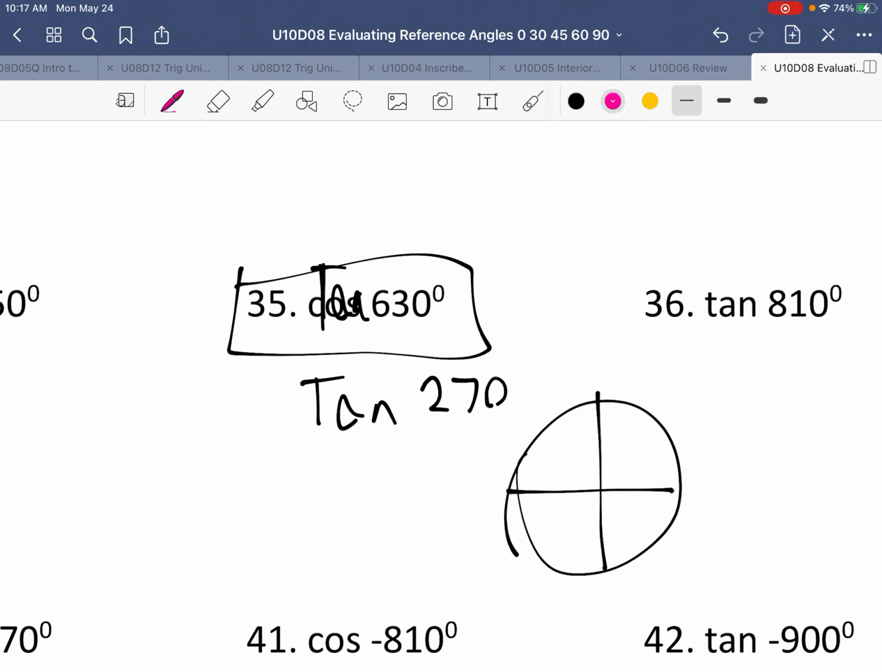So that's the first thing. We'll draw a sketch of the graph. Now, it doesn't belong in any quadrant, because 270 is a quadrantal angle. So it's either here, which is 0, here, which is 90, here, which is 180, or here, which is 270. So this is the correct point. On the unit circle, the coordinate of this point is (0, -1).